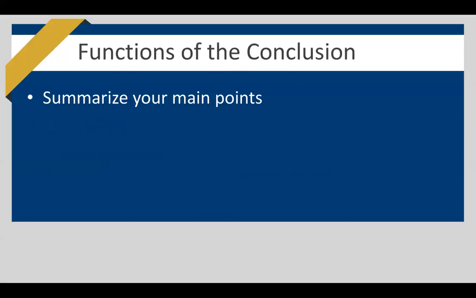Now, there are really just two primary functions of a conclusion. The first is summarizing your main points. In this assignment in particular, where you're explaining a process, you're going to have a number of key steps in that process. You want to make sure at the end of your presentation that you summarize those key points so that your audience knows just what it is that they need to accomplish.